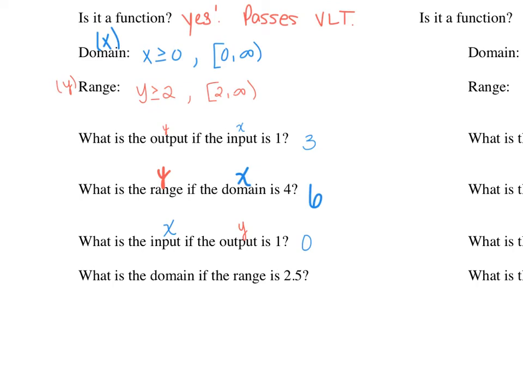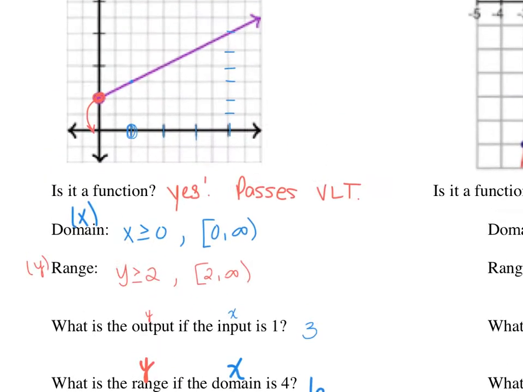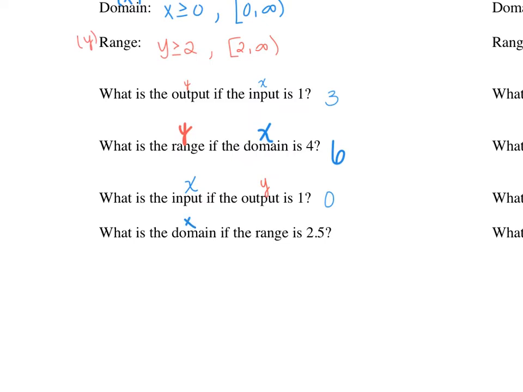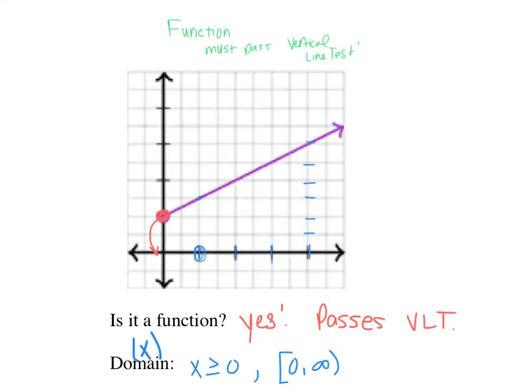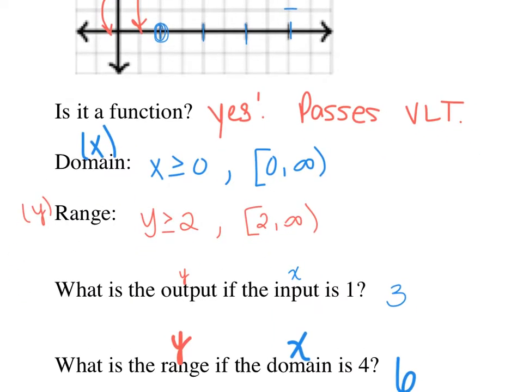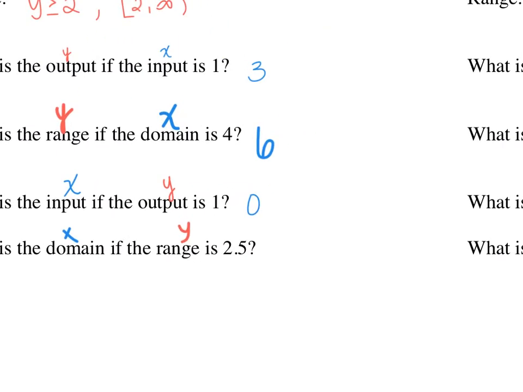Now, what is the domain if the range is 2.5? So again, domain is x, range is y. So I'm going to go to 2.5. So here's 2, here's 2.5. I go over, and it's 0.5. And that's your final answer.